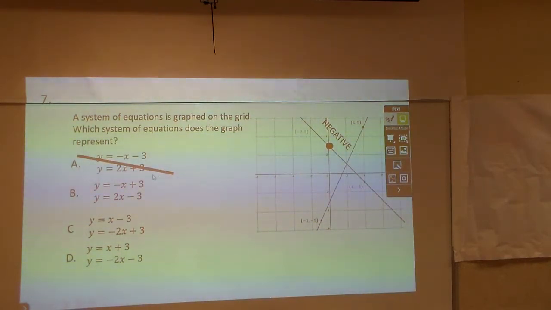Here I have a positive 3 with a negative slope. The negative 1 means it's going down. The slope is negative for the m. And on C, I have a positive 3 with a negative slope here. But notice on D, at the positive 3, the x is going up, so that's definitely not D.